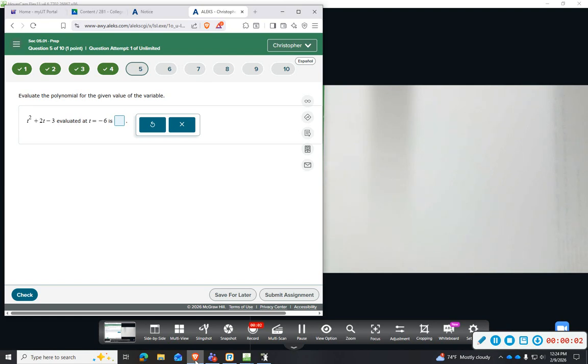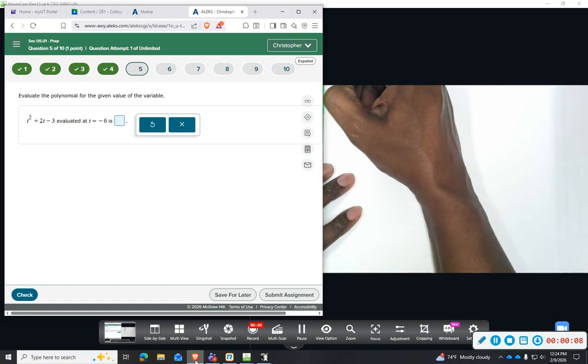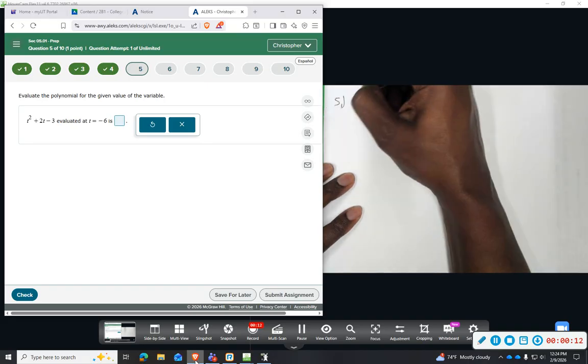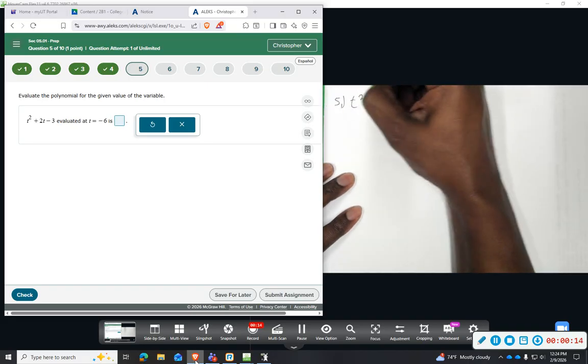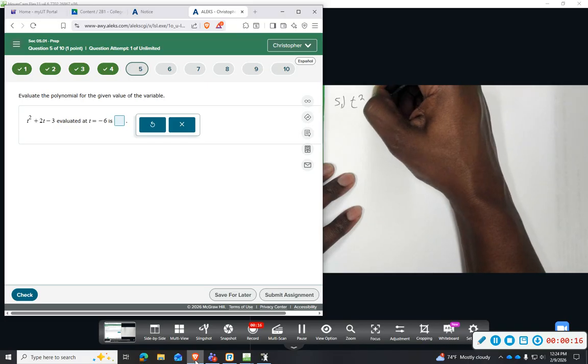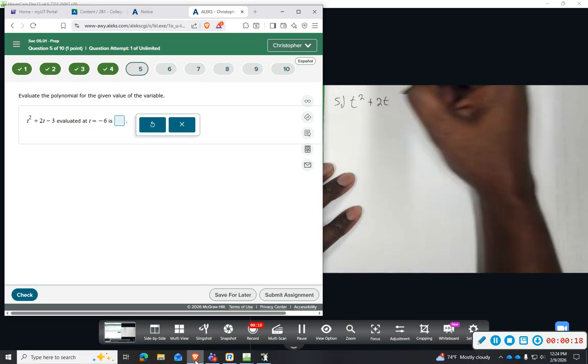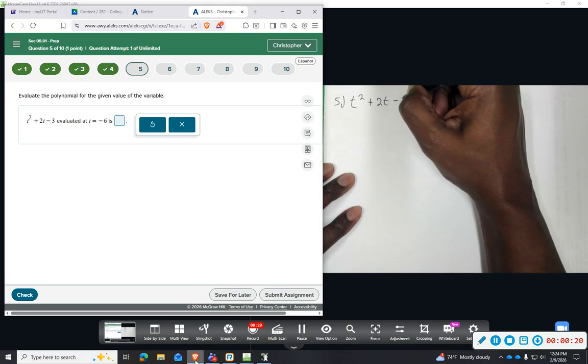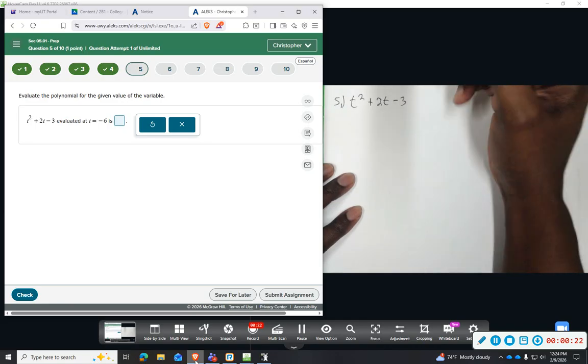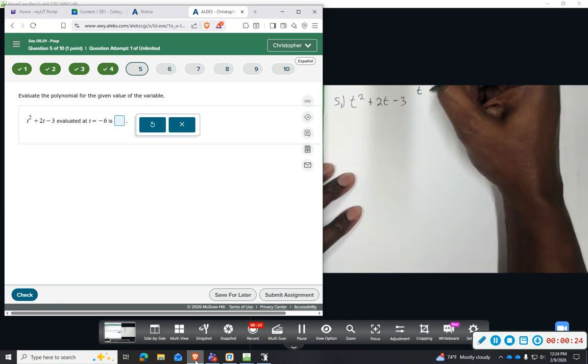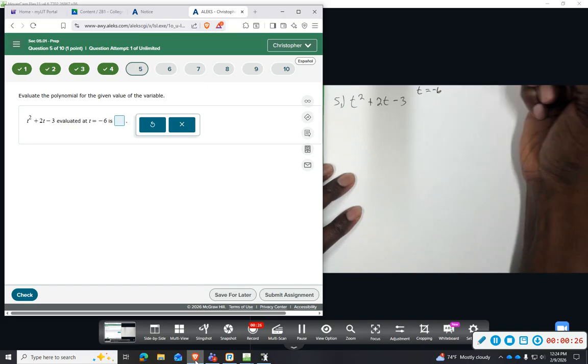All right, number 5, we want to evaluate the polynomial for the given variable. So we have t squared plus 2t minus 3, and we're given t equals -6.